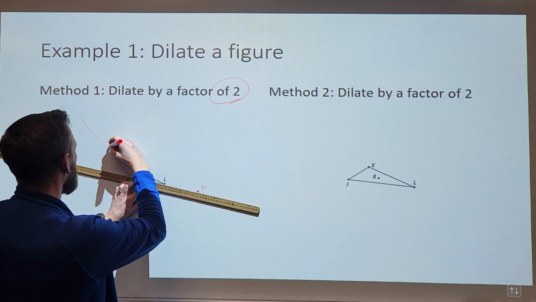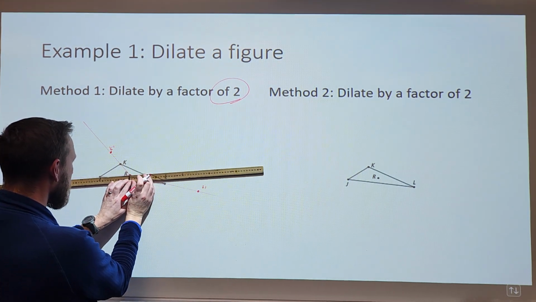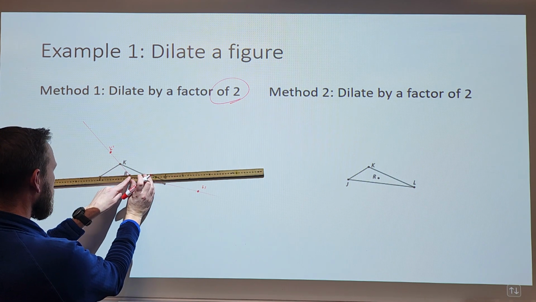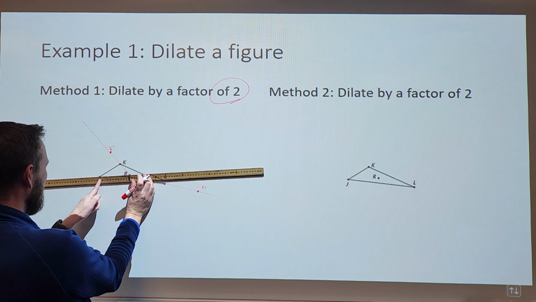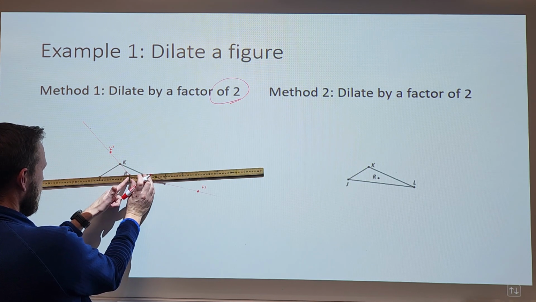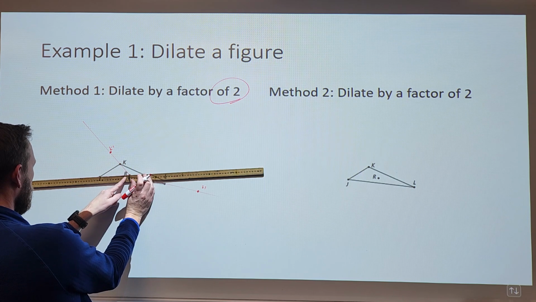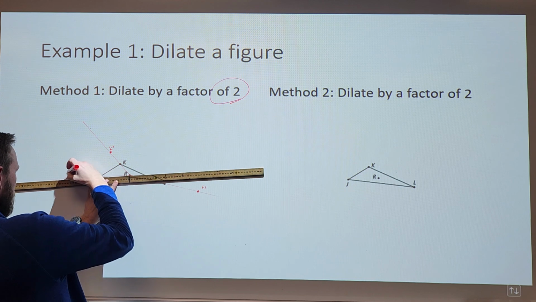That's L prime. This is K prime. And then over here for J prime, we are going to measure out how far this is. This one from the center to about there looks like 11 and a quarter. So I'm going to go 22.5. So 22 and a half is going to take me all the way out to here.